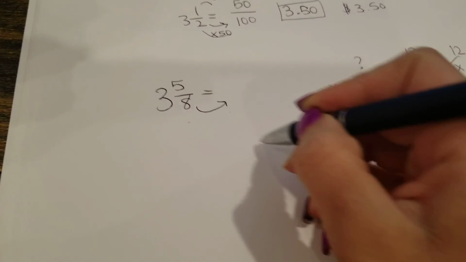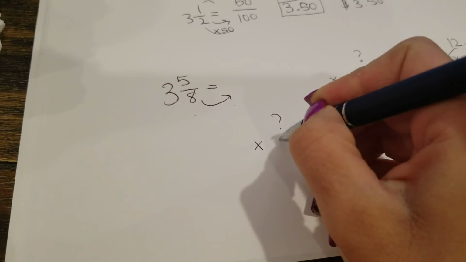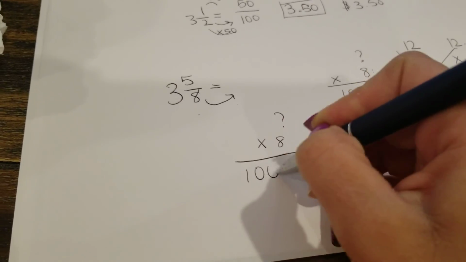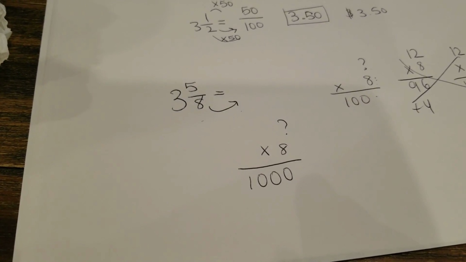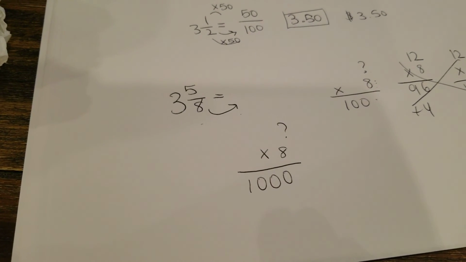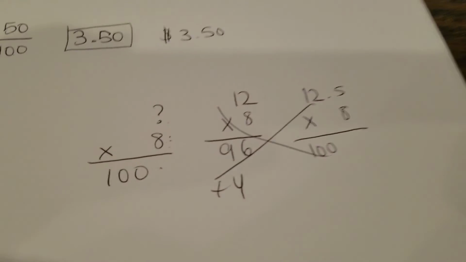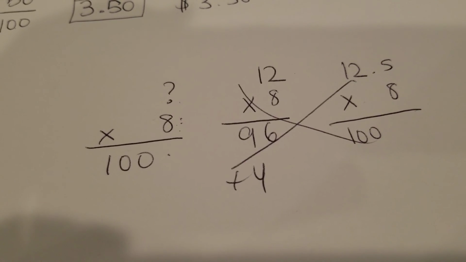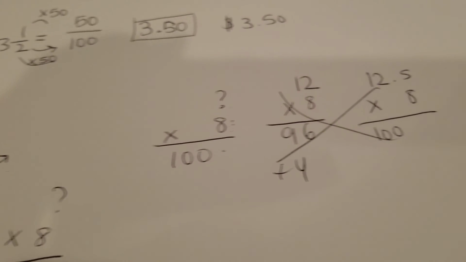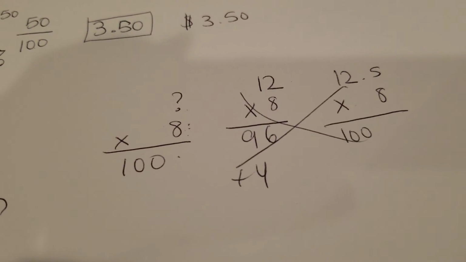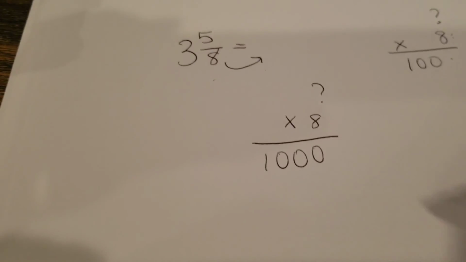So I'll do it over here. What times 8 equals 1,000? Any ideas what I could try? Well, actually, now that I think about it, we kind of gave ourselves the answer right here. 125 times 8 will give us 1,000. So let's check.